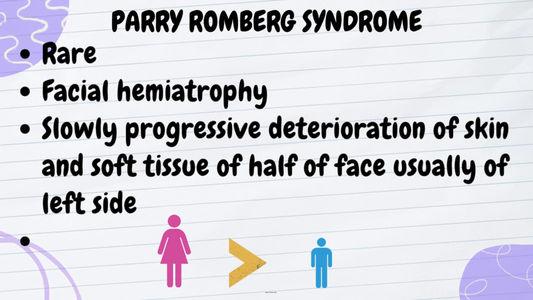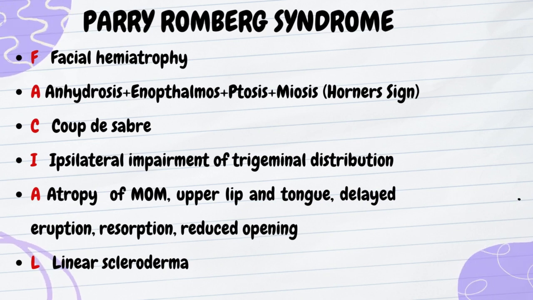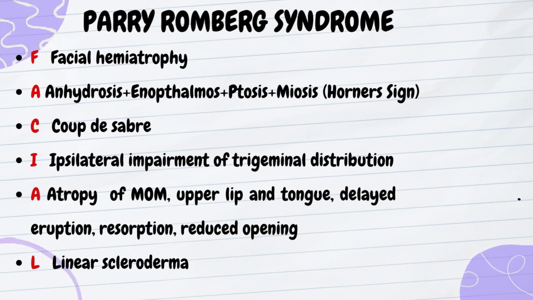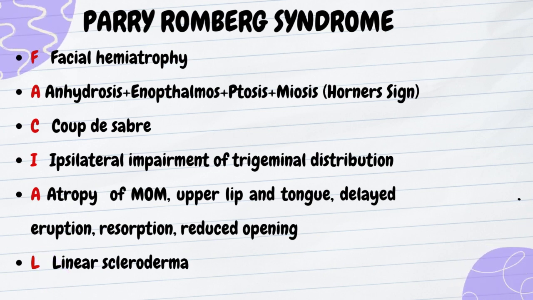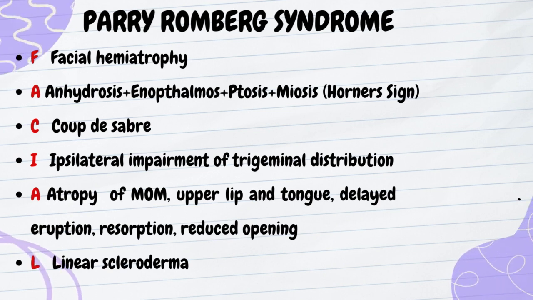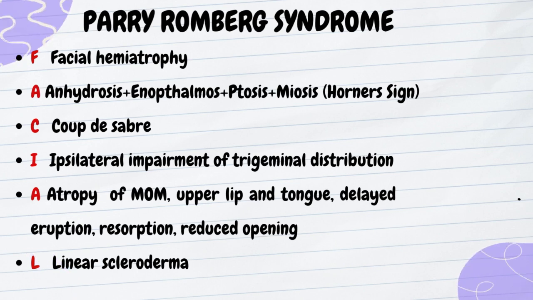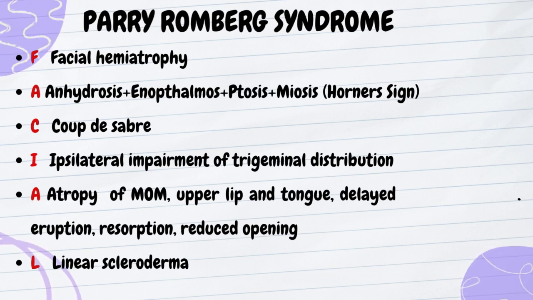Now we will see the mnemonic for Parry-Romberg syndrome. Parry-Romberg syndrome has a mnemonic, FACIAL. So remember, Parry-Romberg syndrome has the mnemonic FACIAL. Facial is because it is having a facial hemiatrophy, so that you can connect this to your mnemonic. So F is for facial hemiatrophy, which is very important.